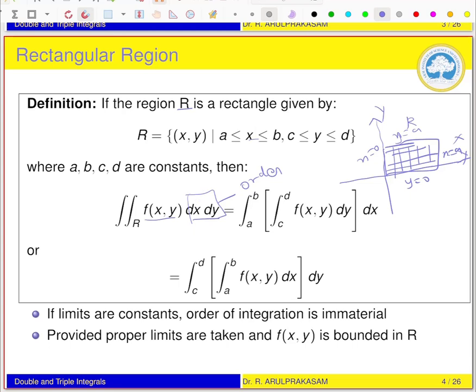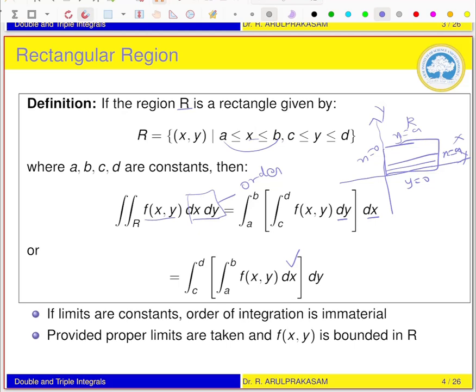So here I clearly mentioned how to evaluate this double integral. First integrate with respect to y and then x, or first x and then y. What is the meaning? In the function, integrate first with respect to x means we take the x variable limit. What is the x variable limit? a to b. And the resultant value I can integrate with respect to y. This is the formal definition.